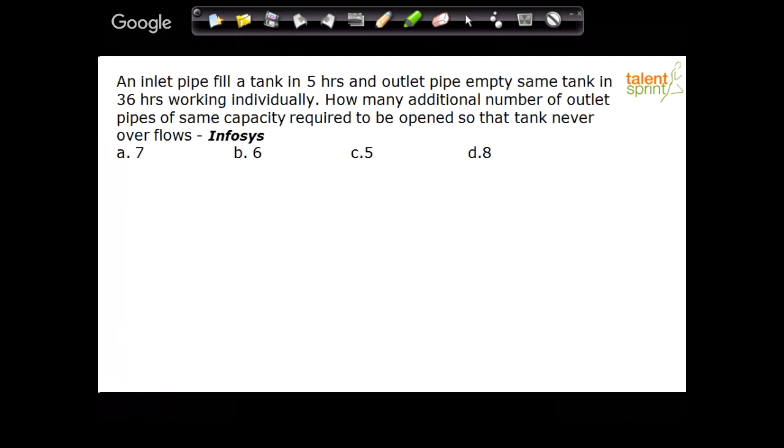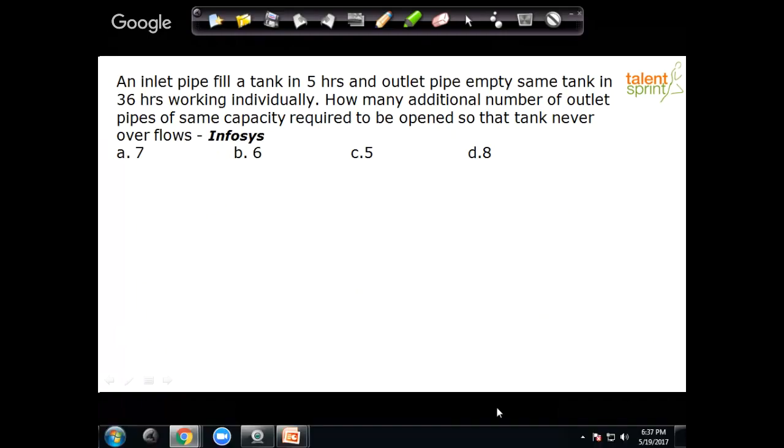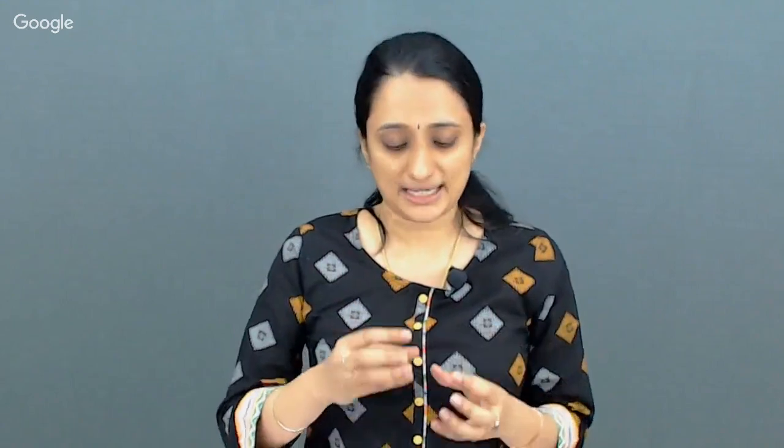And again, coming to time and work, what is the basic concept of time and work? Tell me that before we start solving. See, now let us concentrate on pipes and cisterns, because the problem is from pipes and cisterns. In pipes and cisterns, there are two types of work that can happen, right? A positive work and a negative work. What is a positive work? Let us say when a pipe is filling a tank, it is doing a positive work. And when a pipe is emptying a tank, it is doing a negative work.